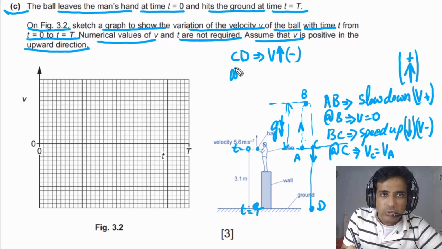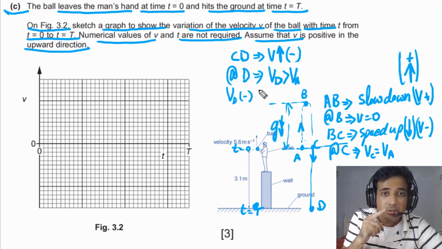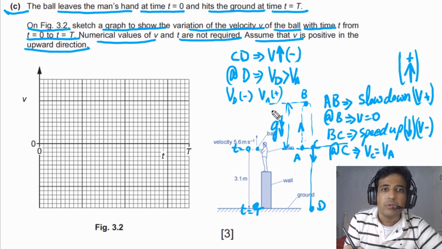When the ball reaches D, we can write down that the speed of the ball at D will be greater than the speed of the ball at A. But velocity of the ball at D is negative and at A is positive. So we can say VD is negative, but it is greater in magnitude than VA, and VA is positive. Now simply we need to sketch this.